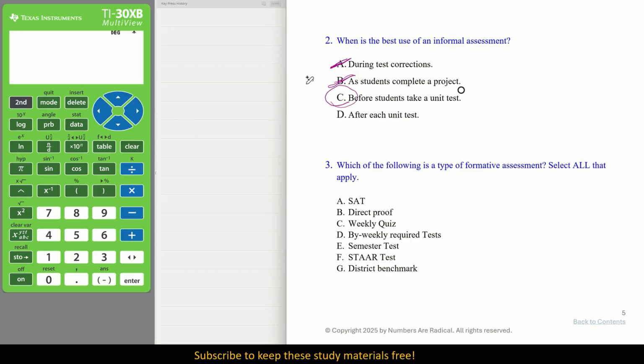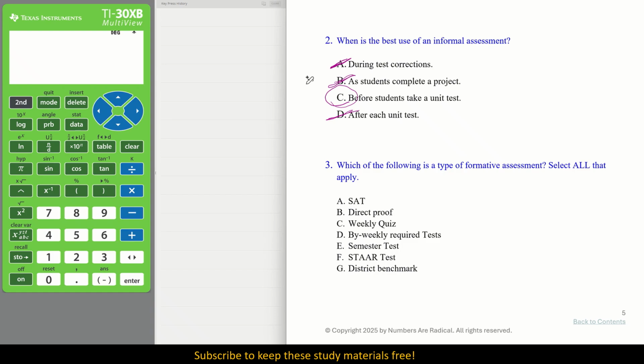Let's look at D. After each unit test, well, that would be like A. You've already given them the formal assessment. Why would you want to informally assess them? Okay, so D would be out. Okay. Now let's look at number 3.